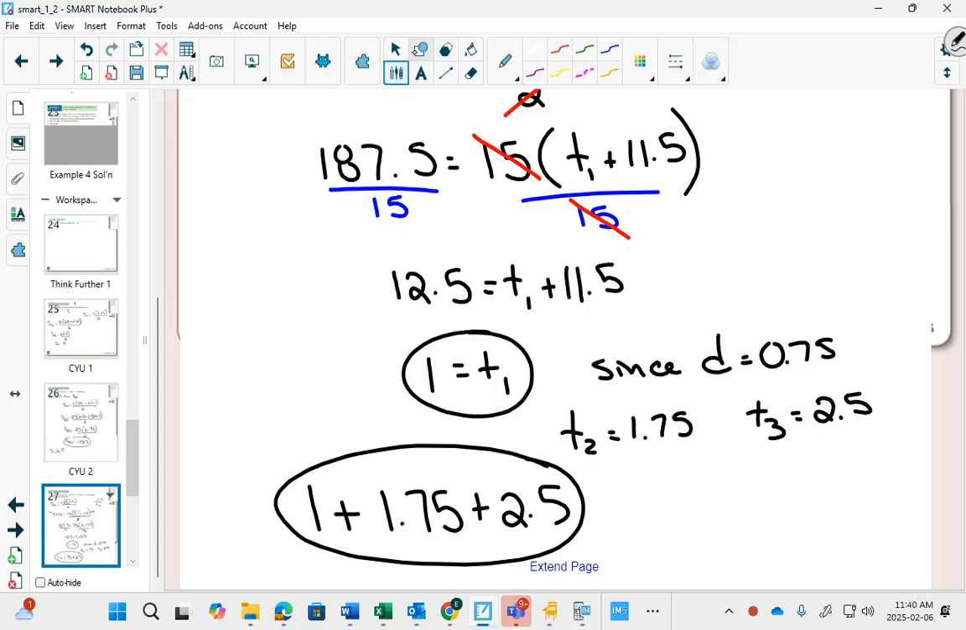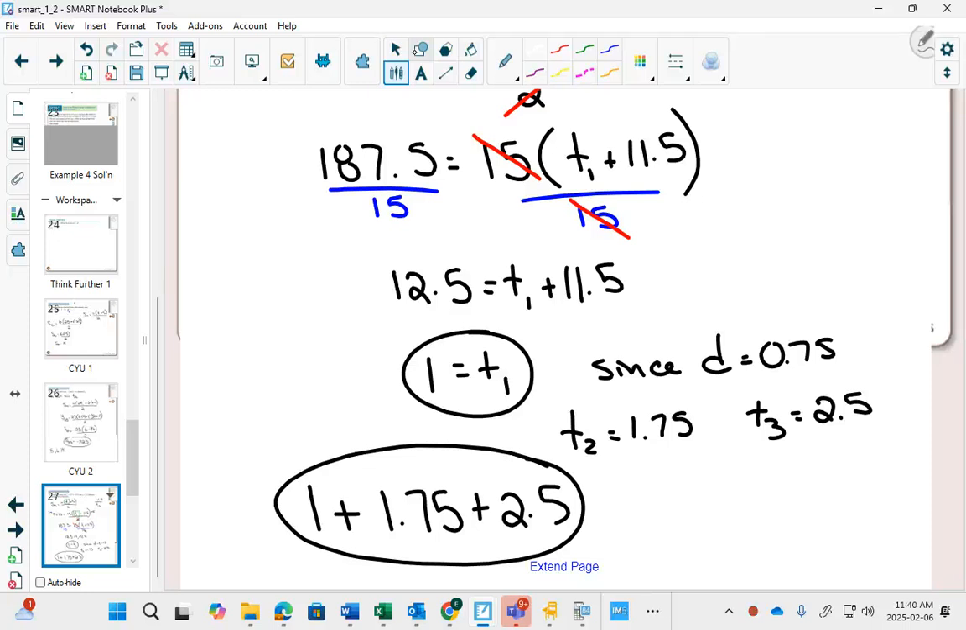So if you have a formula where you know everything except for one thing, then you can use your algebra skills to solve for the one thing that's missing. And in this case, we knew everything except for term 1, so that means that we could solve it.